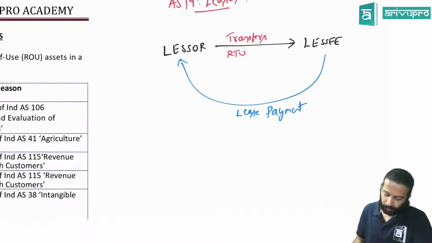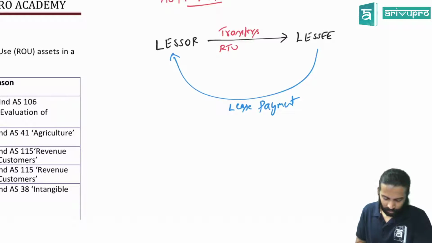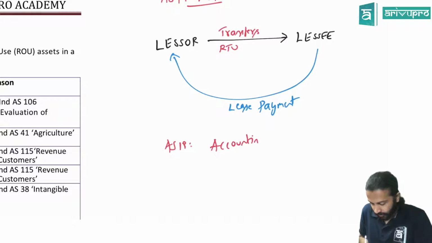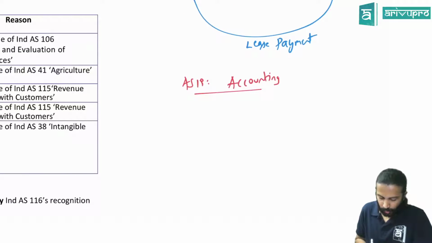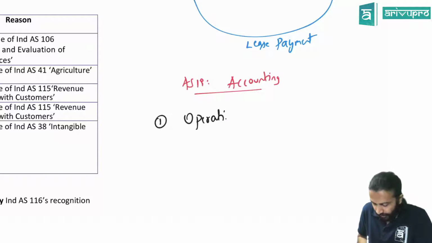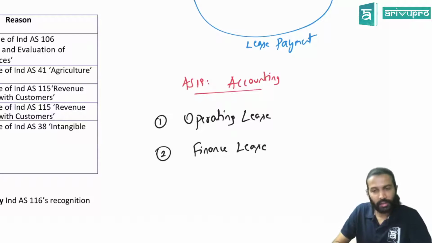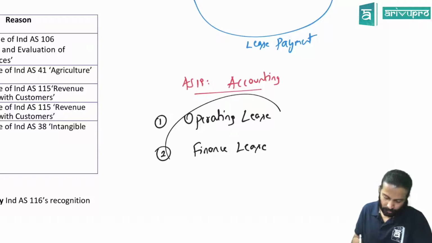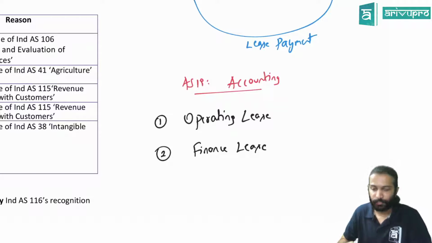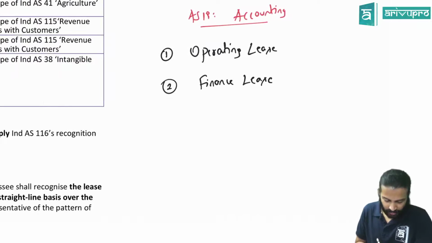Okay, how should the accounting be done? What you learnt in AS 19? As per AS 19, what is the accounting that you learnt? You have to see whether it is an operating lease or a finance lease. Okay, the first step you used to check was whether it is an operating lease or a finance lease, correct? Okay, this is the first thing you used to check. How do you first of all find out whether it is an operating or finance lease? There were certain factors, right? Yes, factors. In fact, factors were there for finance lease.